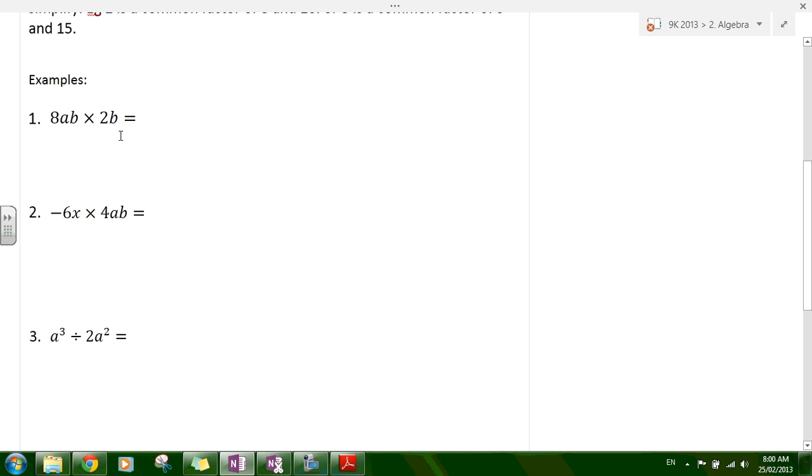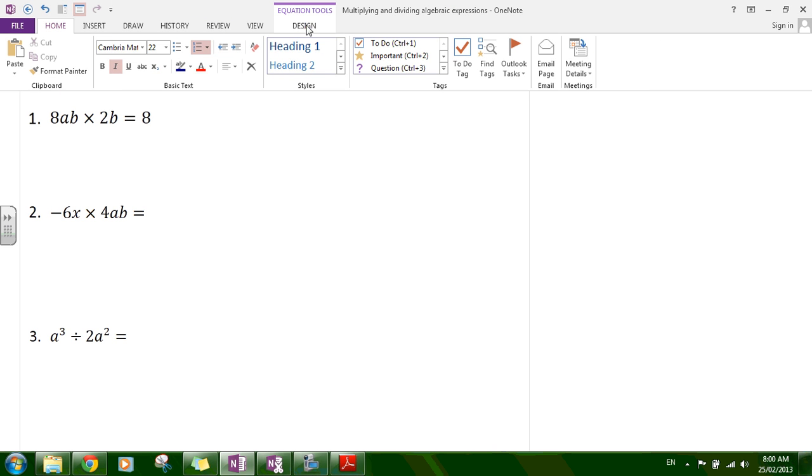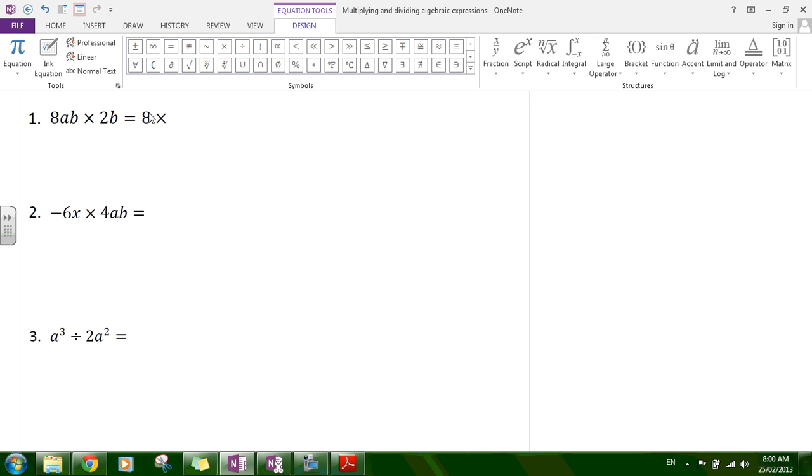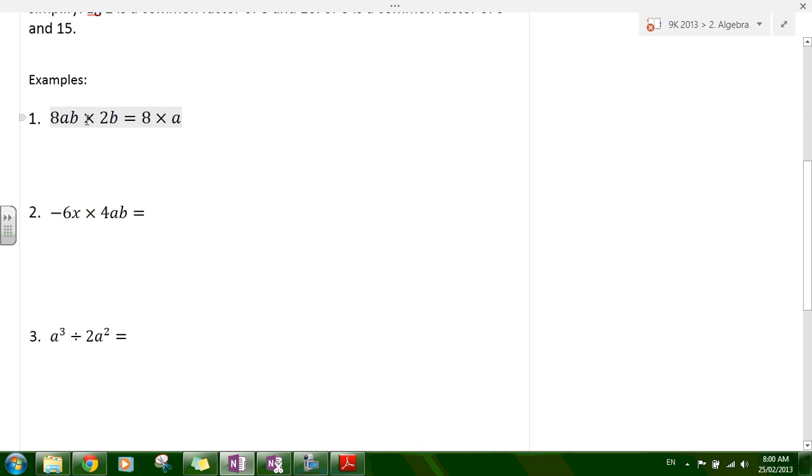So the first one is 8ab times 2b. Now if I wanted to rewrite this, I could rewrite it in a few ways, but what you get is 8 times a times b times 2 times b. Now, of course, you don't have to always write it like this, but that's just to show what this actually means. 8ab times 2b is 8 times a times b times 2 times b.